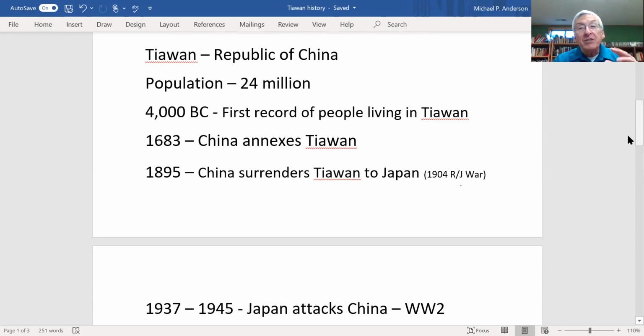Now, China itself has had highs and lows as a powerful political force. It was in pretty good shape back in 1683, enough so that it annexed Taiwan, made it part of China. However, China then began to kind of fall apart. Remember, we talked about the era of colonization in Africa. We had the era of colonization, not just in Africa, but all over the world, including in China.